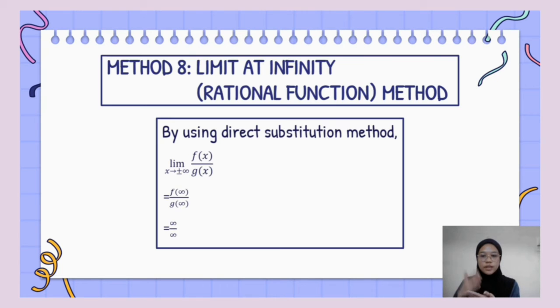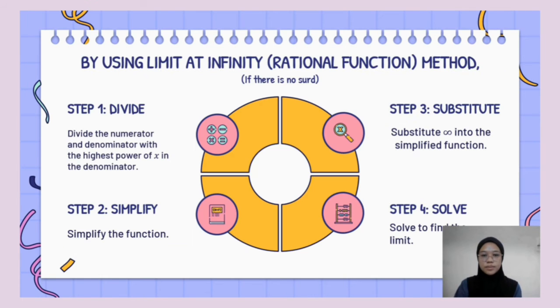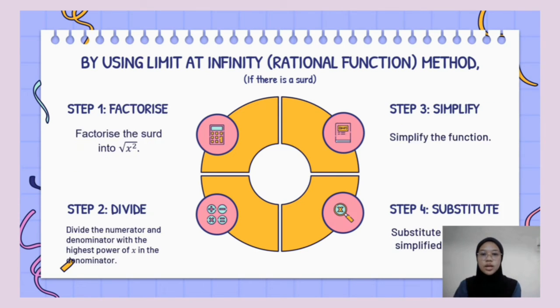If we get infinity over infinity as our answer by using the direct substitution method, then we need to use the eighth method, which is the limit at infinity for rational function method. We need to identify whether there is a surd or not in the function. If there is no surd, then there are four steps that we need to do. The first step is divide, simplify, substitute, and solve. If there is a surd, then there are 5 steps that we need to do as shown in the slides.